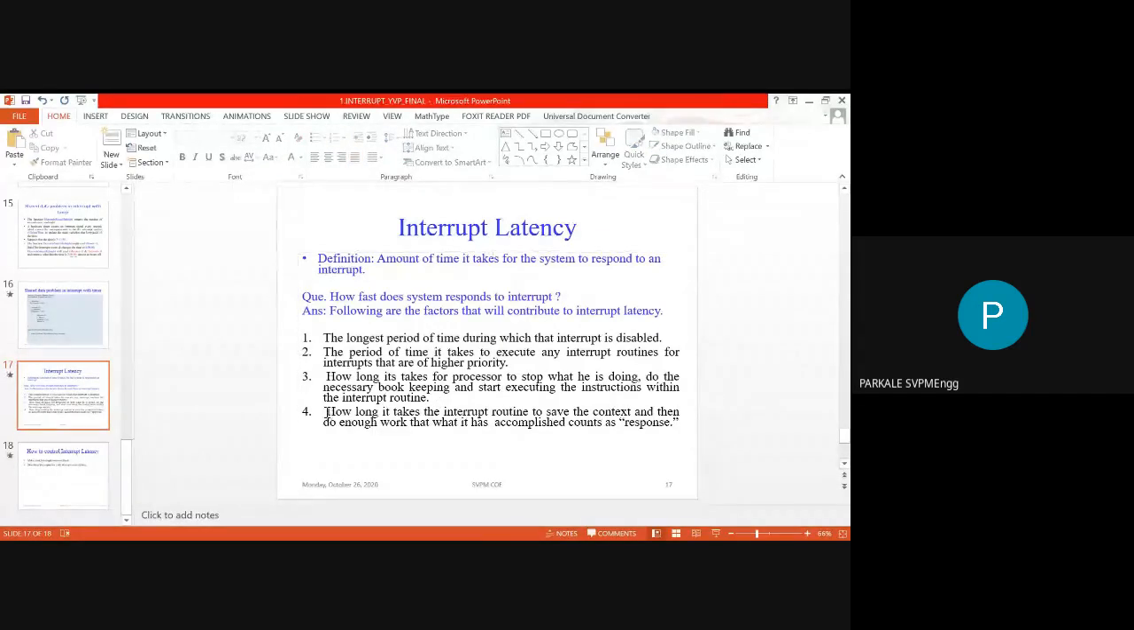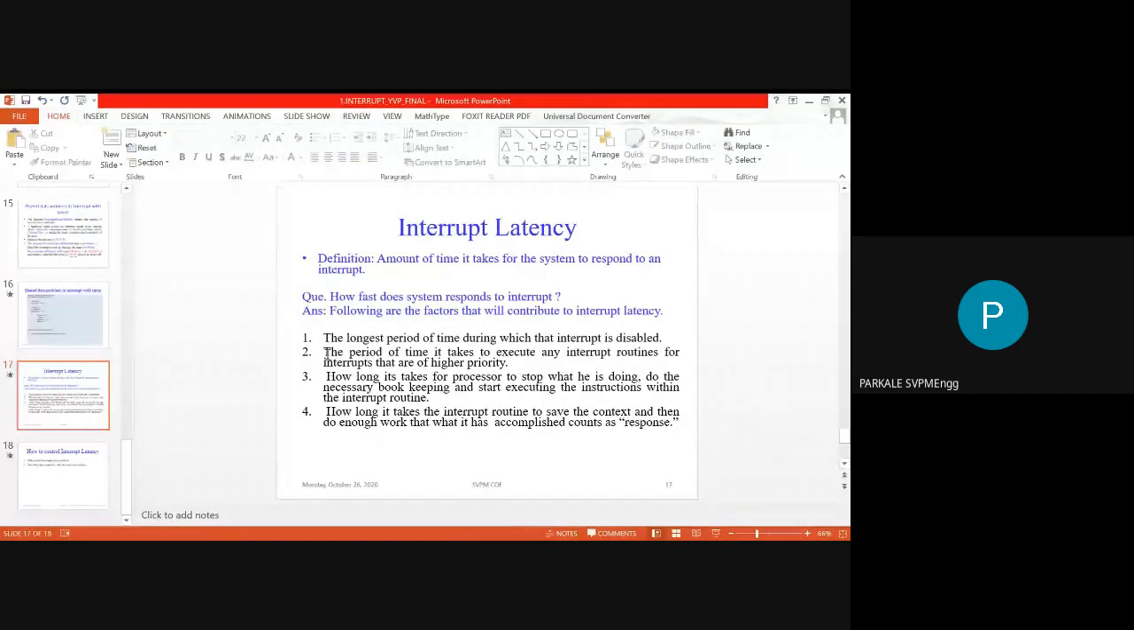And the last one is how long it takes the interrupt service routine to save the context and then do enough work that what it has accomplished counts as a response. That is how long it takes the interrupt service routine to save the context of all the registers onto the stack memory, and after that it will do enough work that what it has accomplished counts as a response.